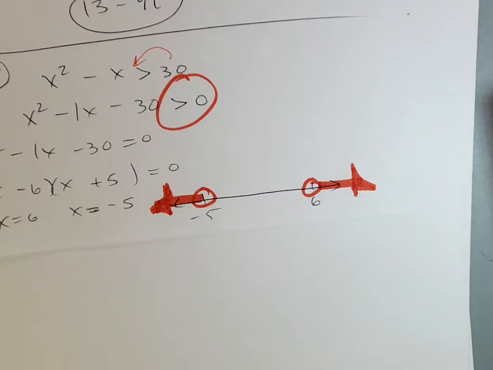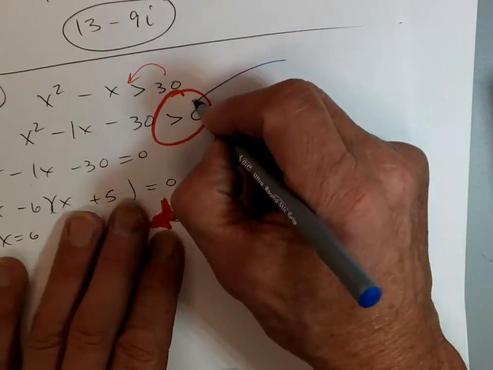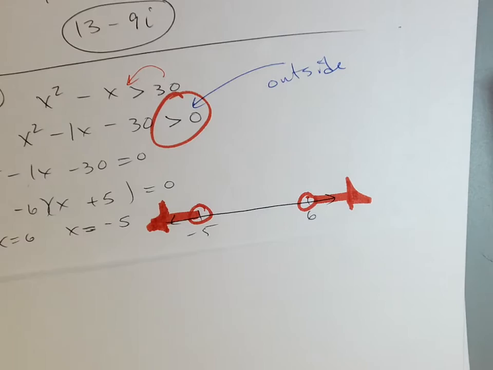If you're unsure, you can test it. If you doubt it, test it. It's always that way, and we'll change it up when you go to Algebra 2, okay? If it's greater than, or greater than or equal to, it's outside. If it's less than, or less than or equal to, it's inside.